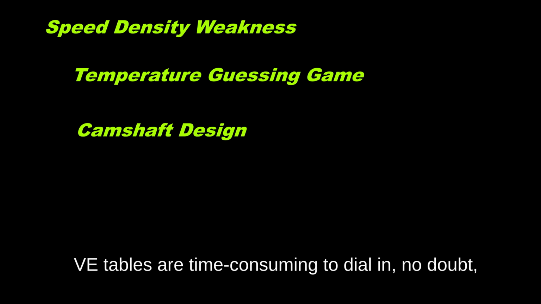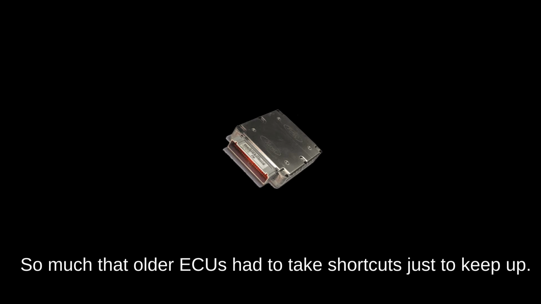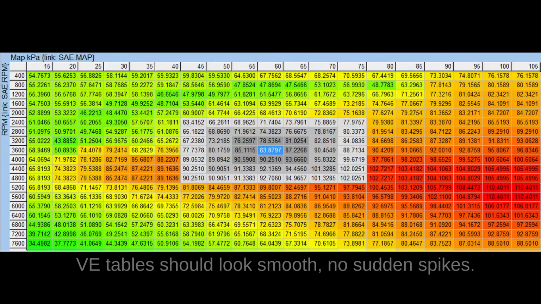VE tables are time-consuming to dial in, no doubt. And if you bolt on new parts, yep, you're back to the tuning laptop. And yes, there's math. Lots of it. So much that older ECUs had to take shortcuts just to keep up. So how do tuners keep their sanity?